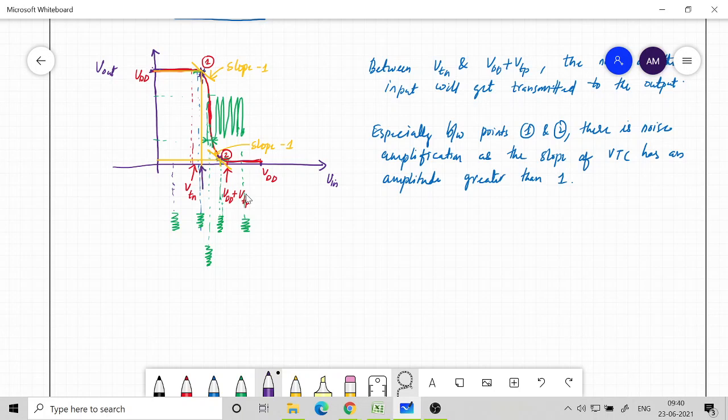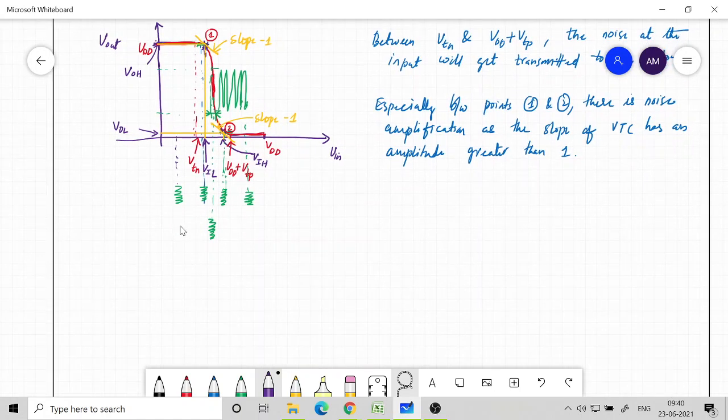If I mark these voltages, this voltage is called VIL. This voltage I will call VIH. This voltage I will call VOL, and this voltage I will call VOH. Okay. Now the noise margin. So what are these voltages? Let me define them now.